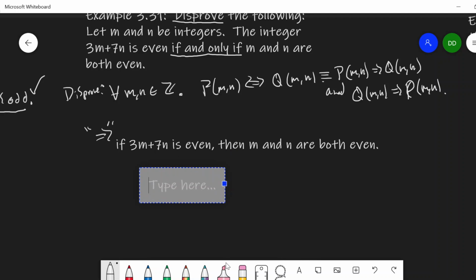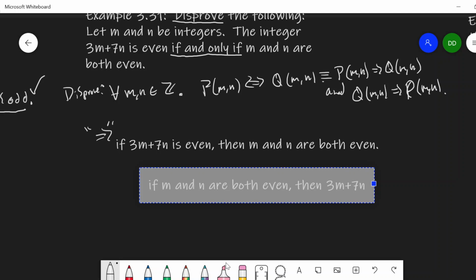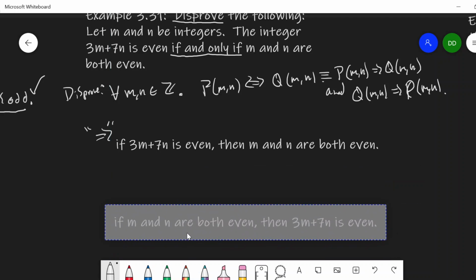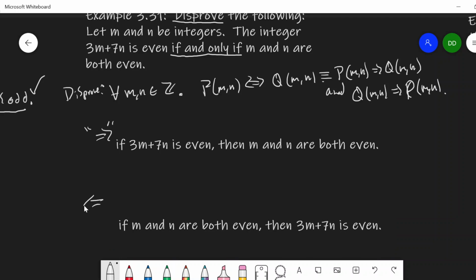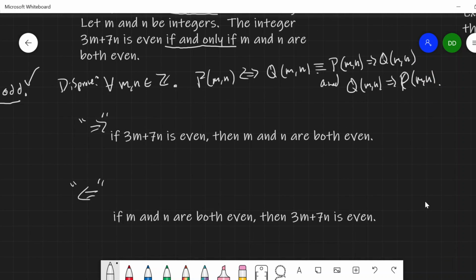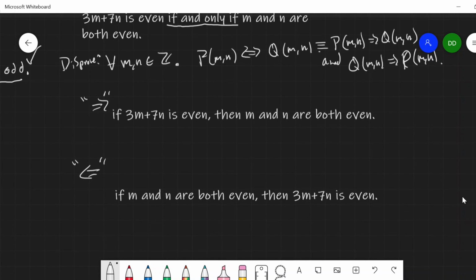And I'll write the backwards direction as well. If m and n are both even, then 3m plus 7n is even. We're going to analyze both of these, figure out which one of them is true, which one of them is false, or just figure out the truth values of these, and then whichever one's false, we'll disprove that.